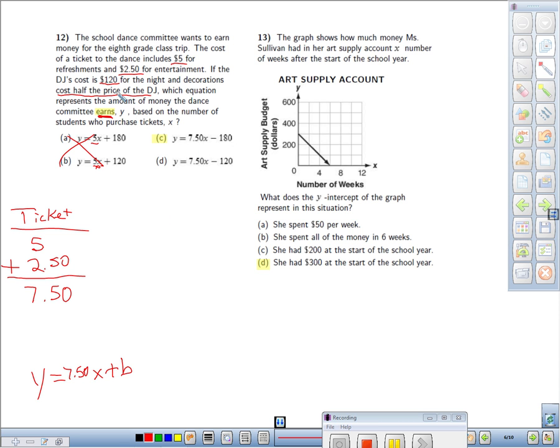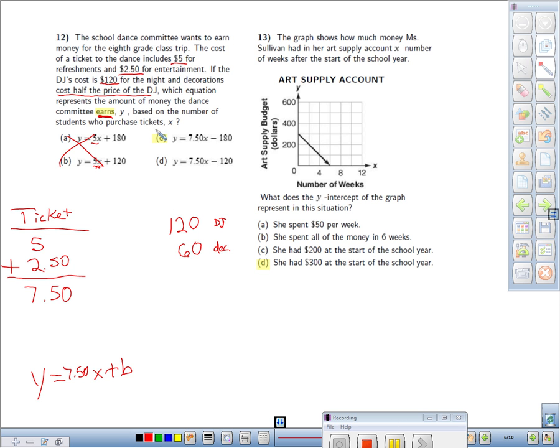So let's look. It says the cost for the DJ is $120. So let's write that down. $120, and I'm going to write just beside it here DJ so that I know what that is. And then it says that the decorations cost half that price. Well, half of 120 is 60. All right, and these are decorations. So I'm just going to write DEC beside that to represent those.